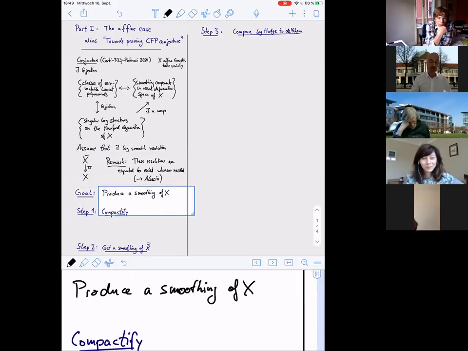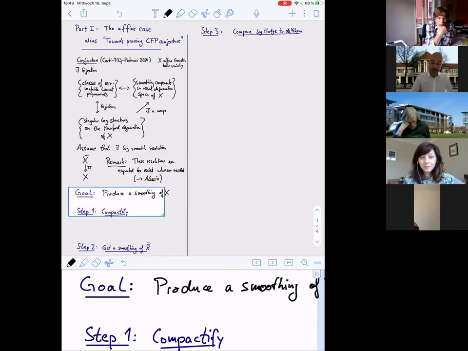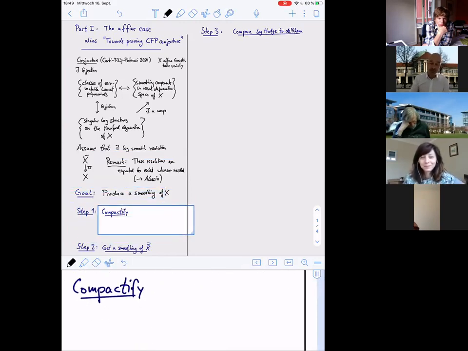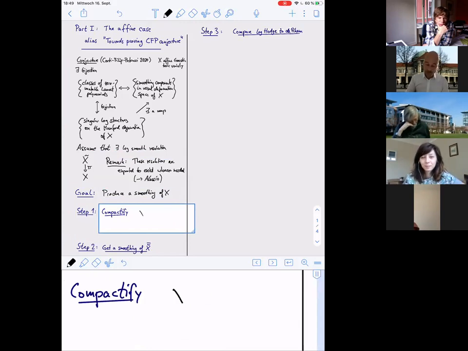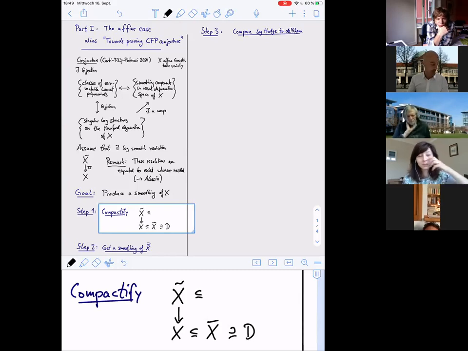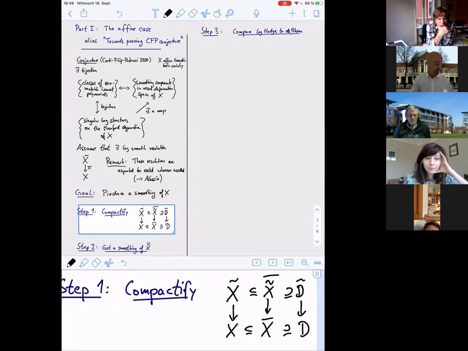Okay, that's the goal. Step one for that is to compactify the situation. So that means we have the original log smooth resolution. We compactify by a normal crossing divisor to X bar. So the divisor is as such, and then we do the same on the resolution. So there's a divisor here as well, compatibly. Okay, that makes the situation compact, and that's necessary.